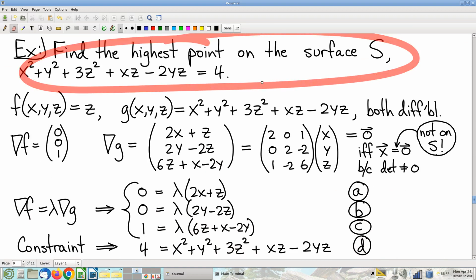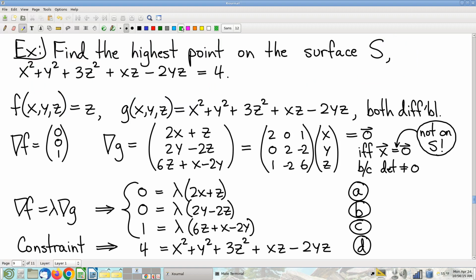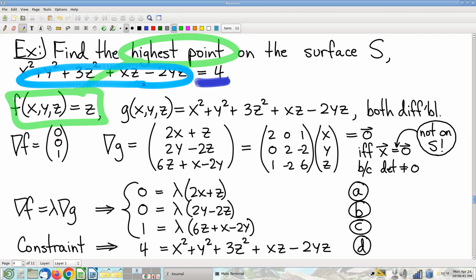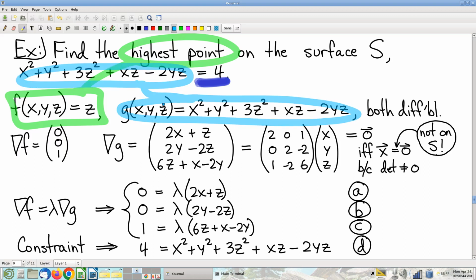We want to find the highest. Let's see here. Let me color code this. We want to find the highest point, aka we want to optimize this function whose value is just z. Right? The highest point on this surface, and notice that this surface is a level set. Conveniently, it was written as a level set. If it's not written as a level set, rewrite it as a level set. And the function whose level set you're looking at is your constraint function.